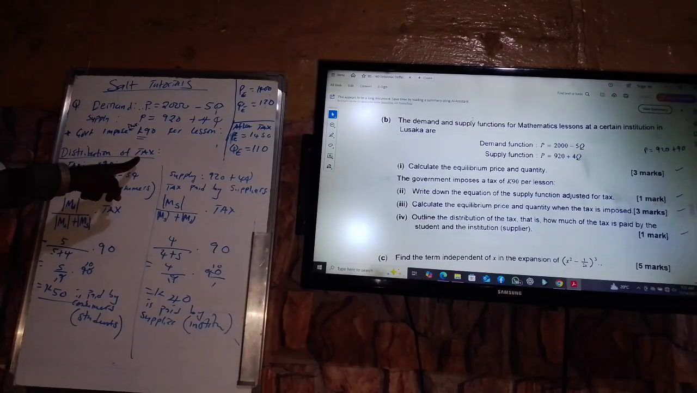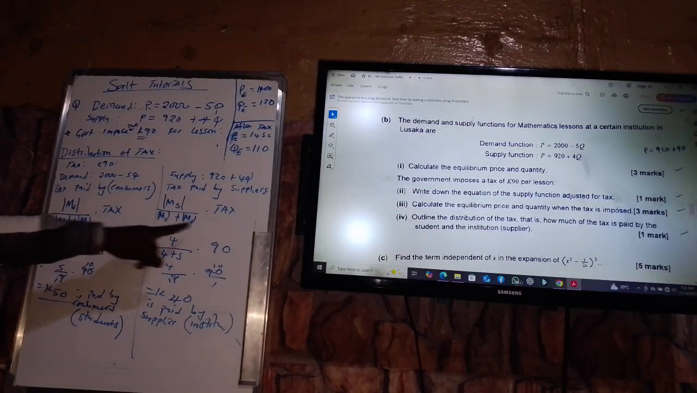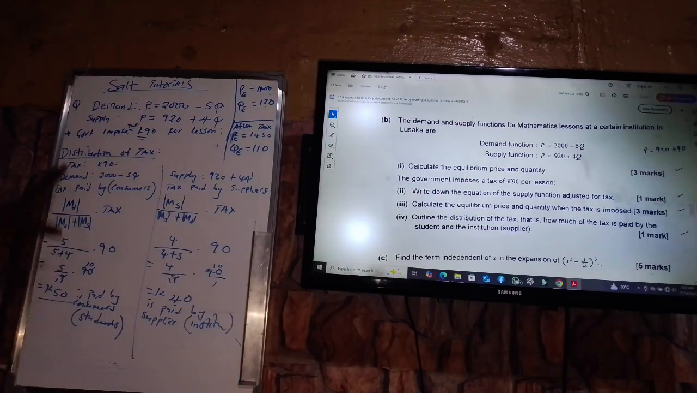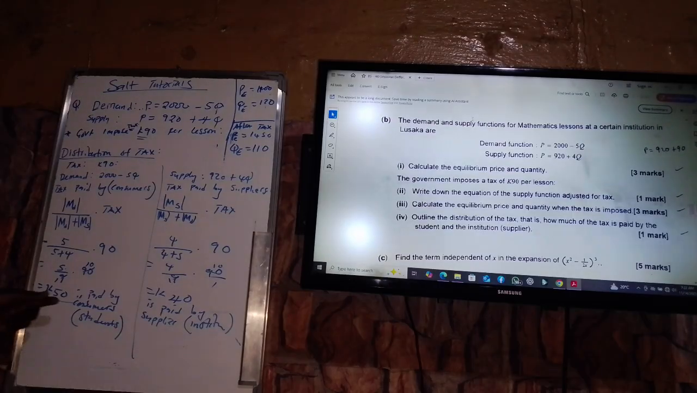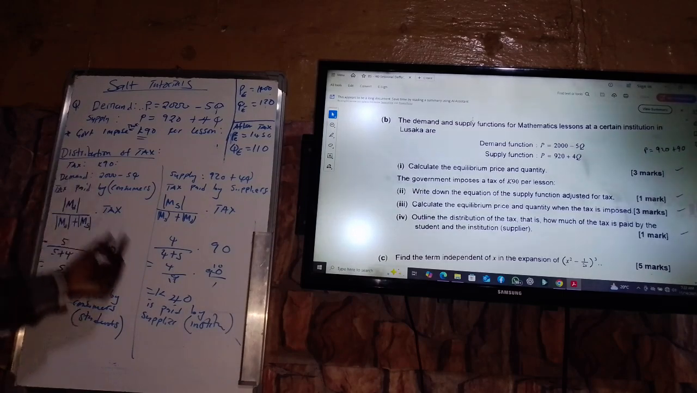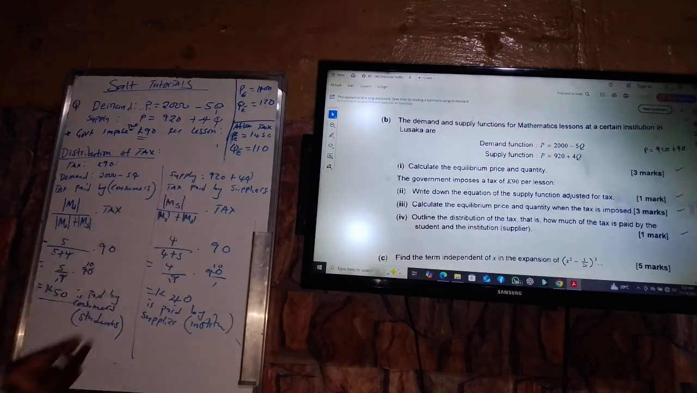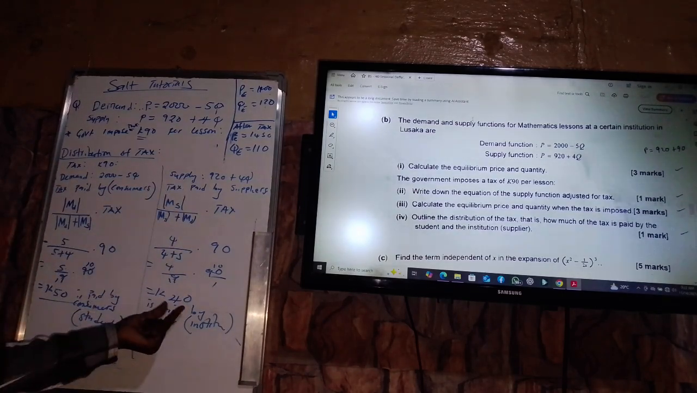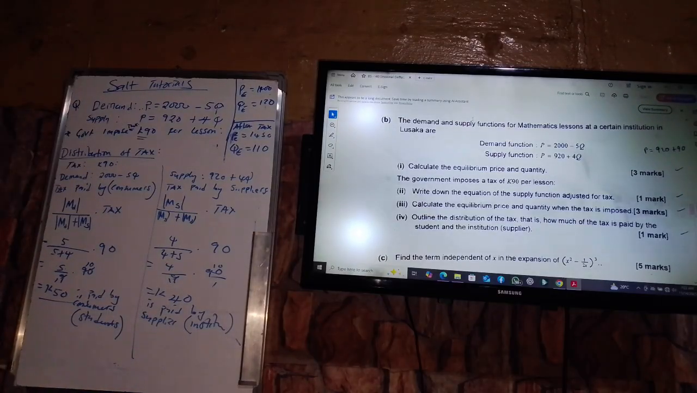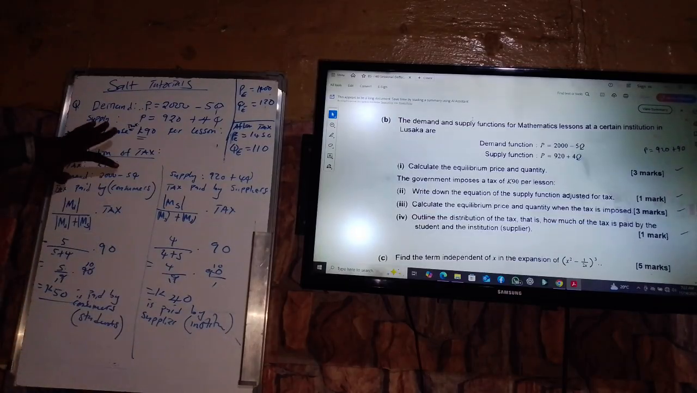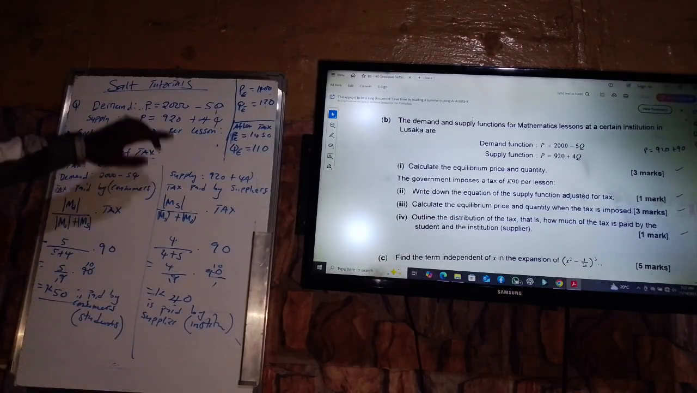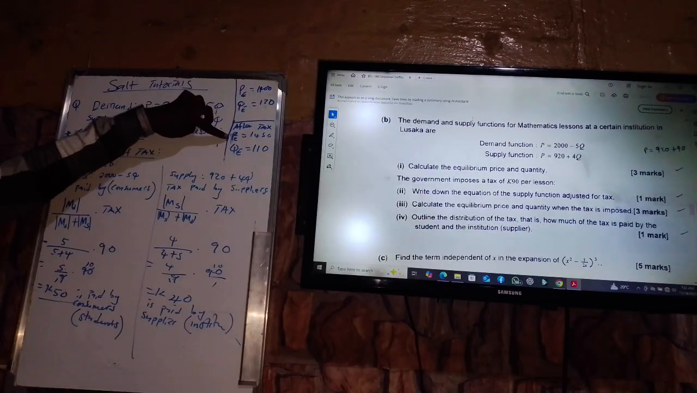So distribution of subsidy, the same thing, the same formula, but here it will be subsidy. As simple as that. What is going to be paid by the consumers and what is going to be paid by the suppliers. So of this 90 kwacha, 50 kwacha is going to be paid by the consumers and 40 kwacha is going to be paid by the suppliers. Remember the total 40 plus 50 is basically equal to a what? A 90 kwacha.